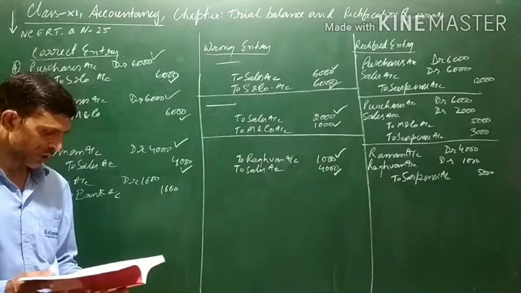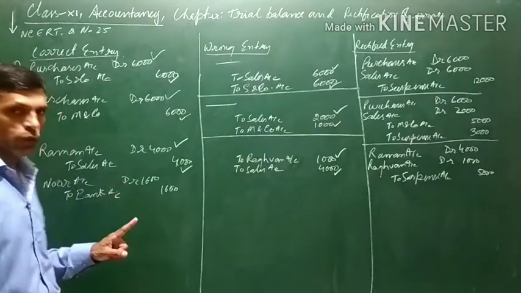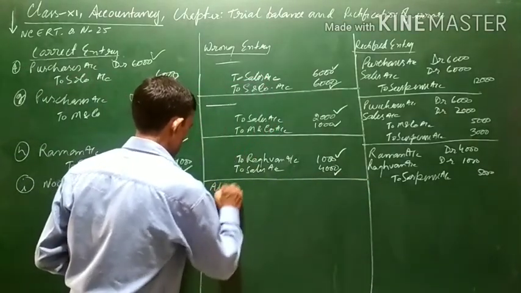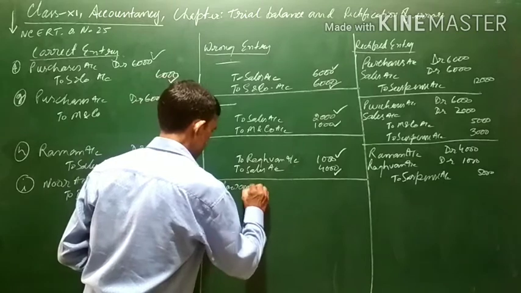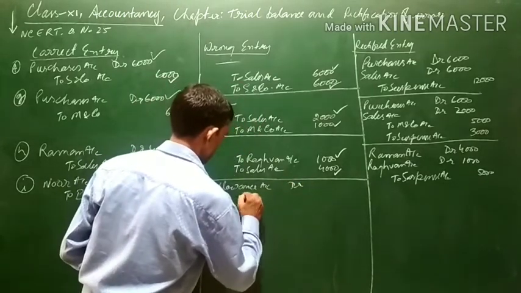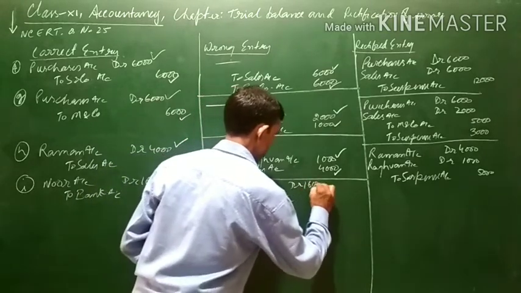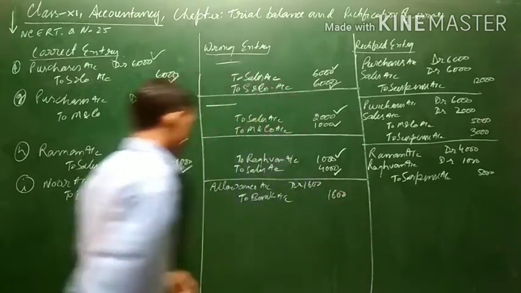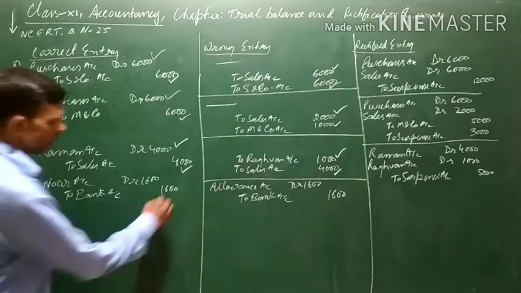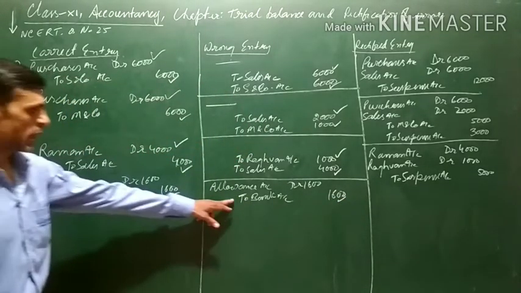Now it has been posted to the debit of allowance account. Means instead of debiting Noor, it has been recorded as a debit of allowance account. Allowance account debit to bank account 1600. Now you can see here, bank account is to be credited. It has already been credited. There is no need to correct this bank account. Everything is okay with the bank account.